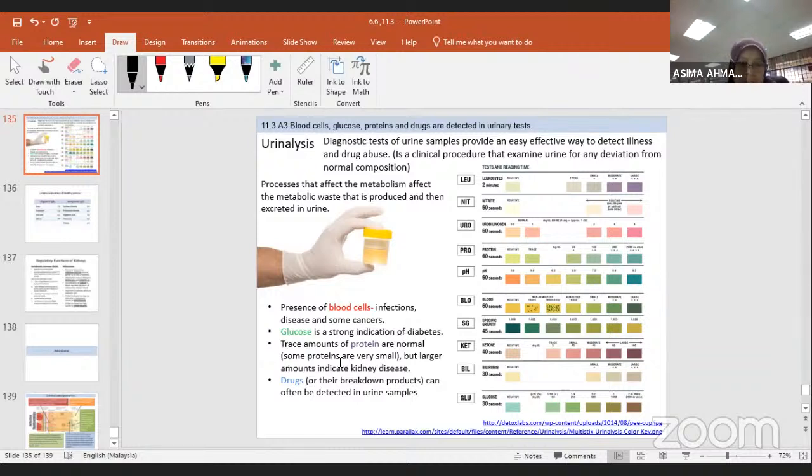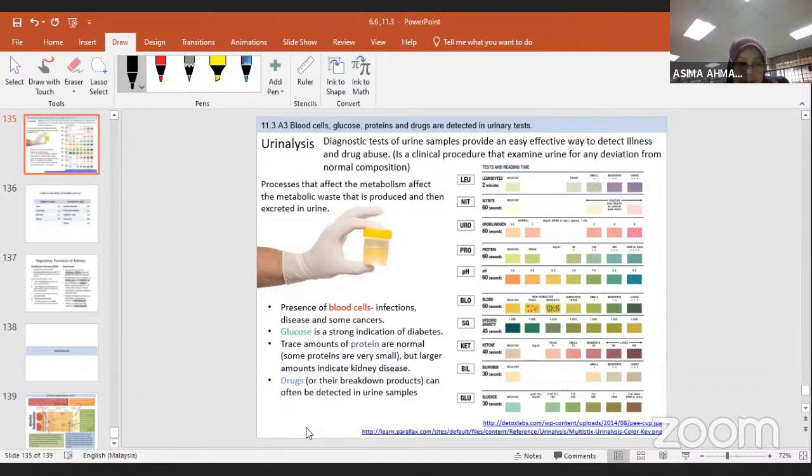Okay, and then trace amounts of proteins are normal, right, because some proteins are very small, but larger amounts indicate kidney disease. Some proteins are very small so that they can pass through during the ultrafiltration process. But larger amounts of protein in urine indicate something is wrong with the kidney as well. It is the same ultrafiltration at the glomerulus.